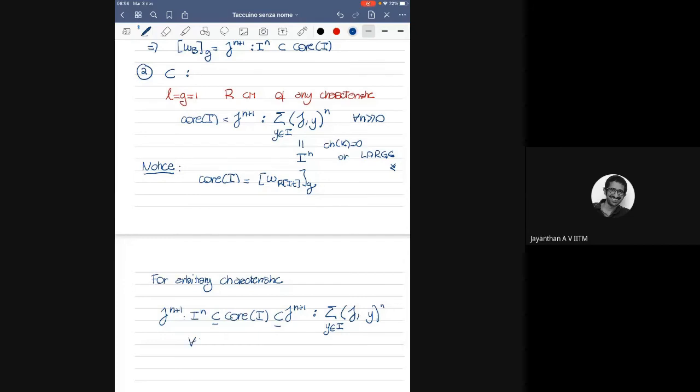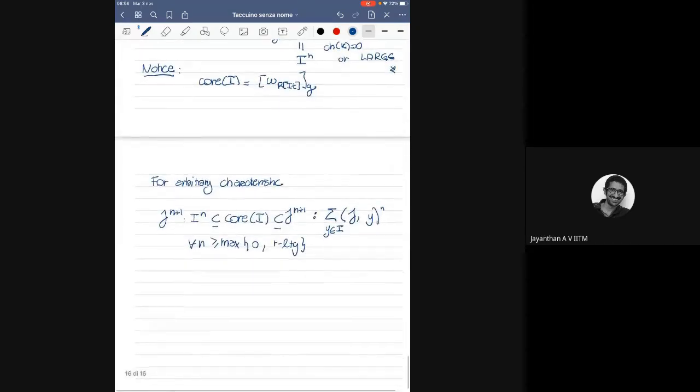In any case, it's always contained in between and is in general not equal. This is for every n bigger than or equal to the maximum of 0 and r minus l plus g. And actually, by an example provided by Polini, myself and Ulrich, in arbitrary characteristic, we can prove that neither inclusion is an equality. We can even give a counterexample in the case of a monomial ideal, where either inclusion is not an equality.